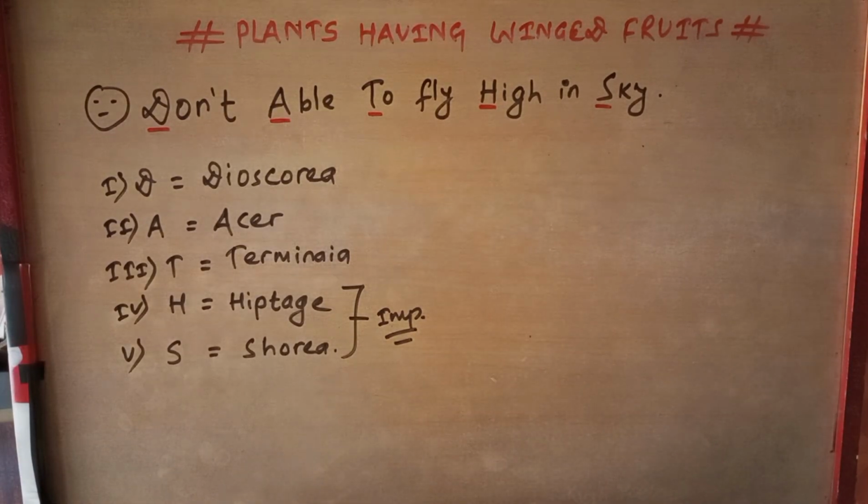So the trick is don't able to fly high in sky. D for Dysuria. A means Acer. T means Terminia. H means Hyptage. S means Soria. So my dear student, take the screenshot.